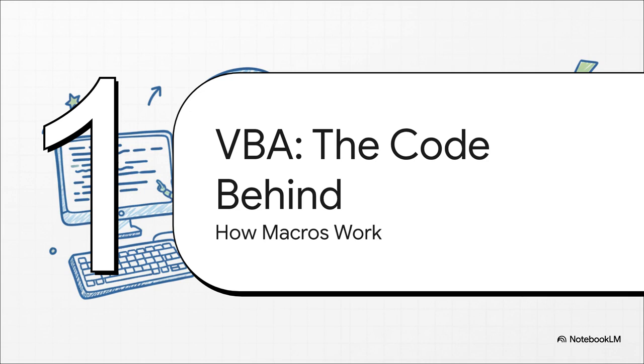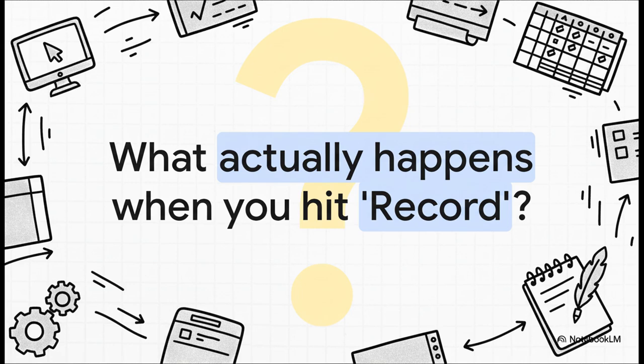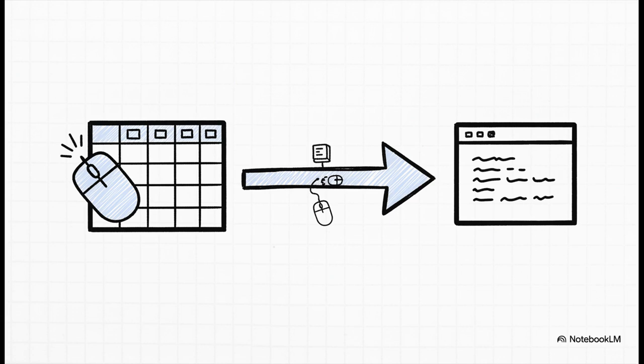So, what's the magic here? What is actually happening behind the scenes when you hit that record button? Okay, this is where it gets really, really cool. Because while you're clicking around, doing your thing, Excel isn't just sitting there. It's watching every single move you make. And it's not just watching, it's writing. Excel is acting like your own personal coder, translating everything you do into a programming language. And that language is called VBA, which stands for Visual Basic for Applications.